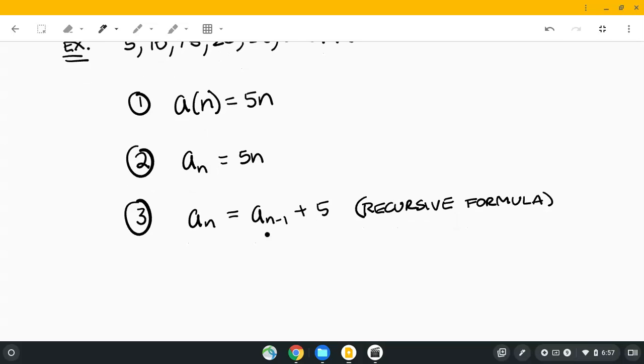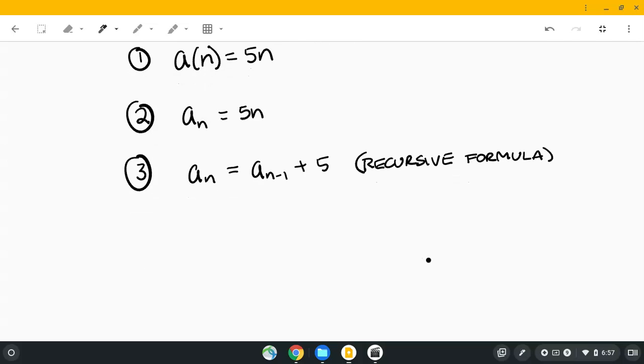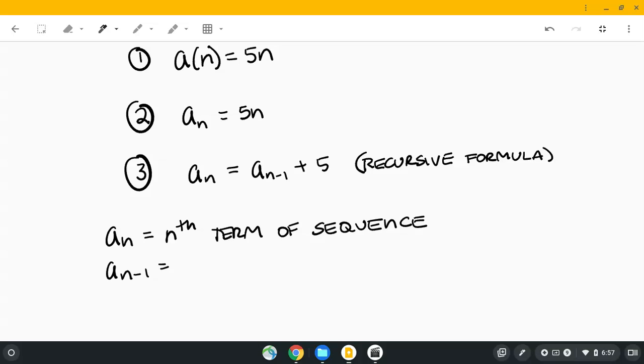Okay, and these symbols here are good to know. So an, that just means the nth term of the sequence. And then this one here, that's the term before the nth term. So that's how we represent them.